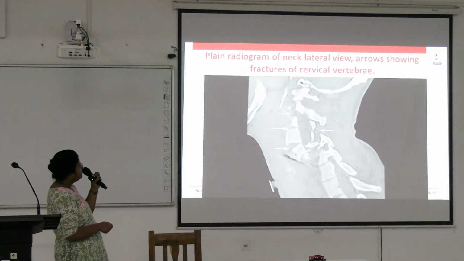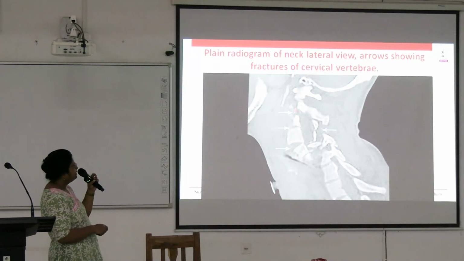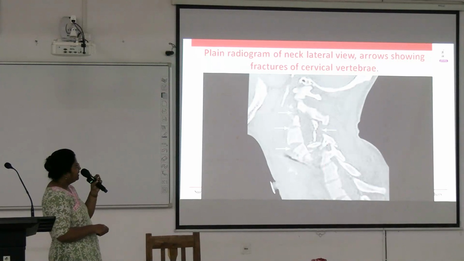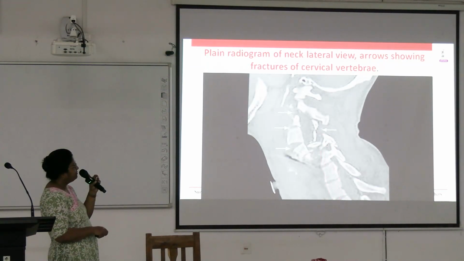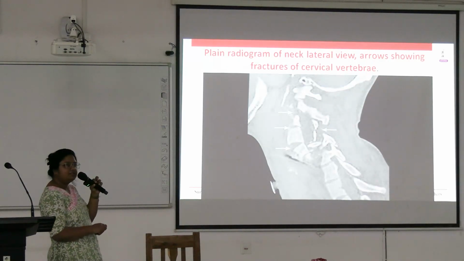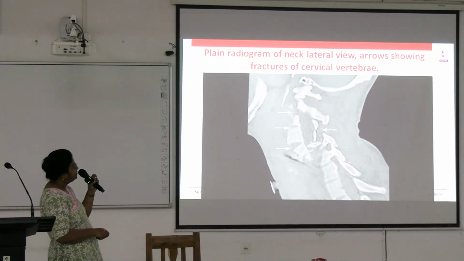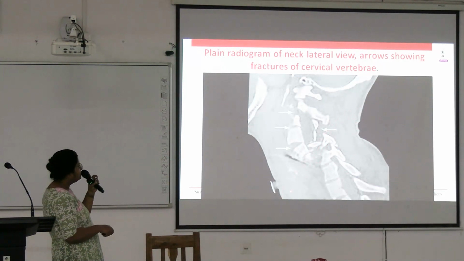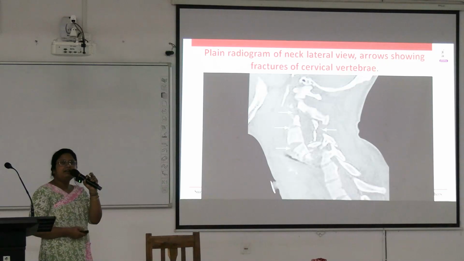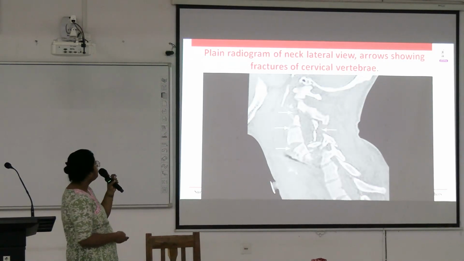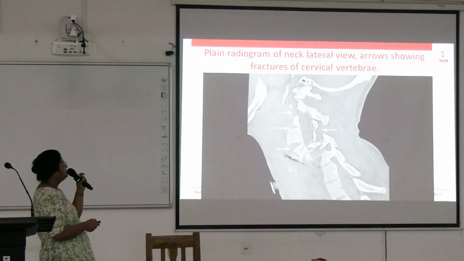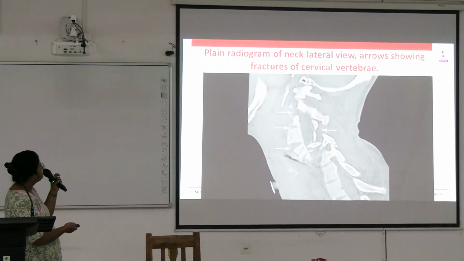So the upper three vertebral bodies are here and the rest of the vertebral bodies are here, and these are the spinous processes of all the vertebrae. And you can see the spinal canal is not continuous, it is breaking here. So at this region there will be injury to the spinal cord due to fracture of the cervical vertebra.